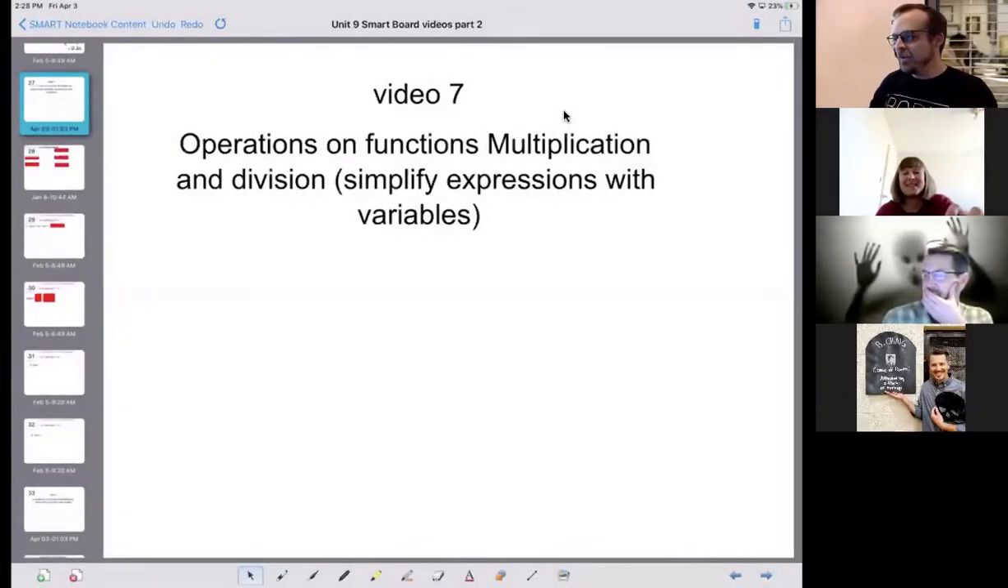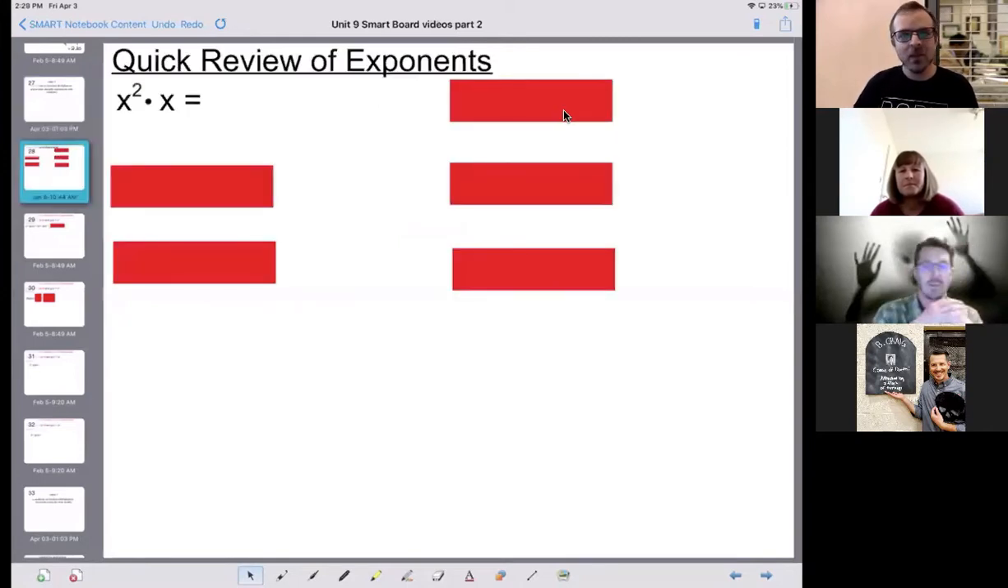All right, here we are with our next video on operations and functions, multiplication and division, but this time we're going to be looking at just variables, simplifying expressions with those variables. So let's do a small review before we get into our content today. Some things you're going to have to know here is a review of what we do with exponents, how do we combine like terms, and what are like terms.